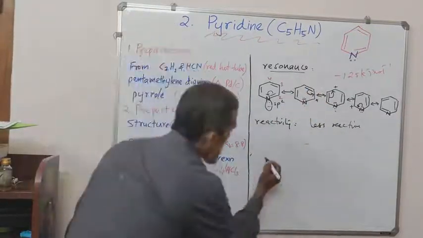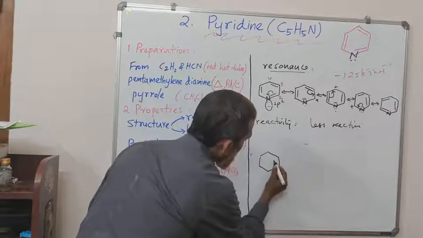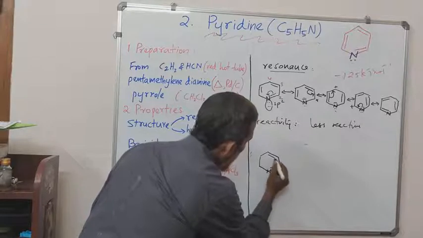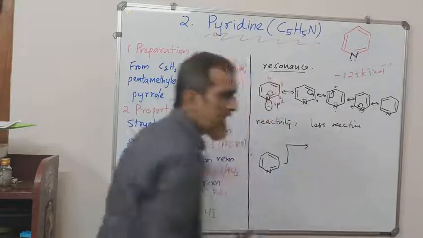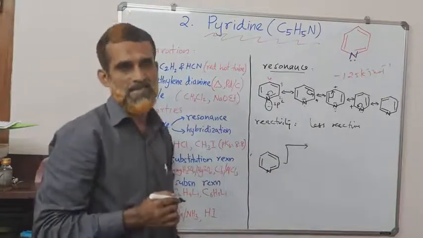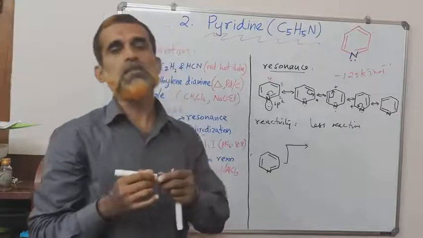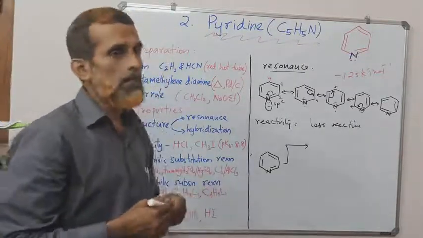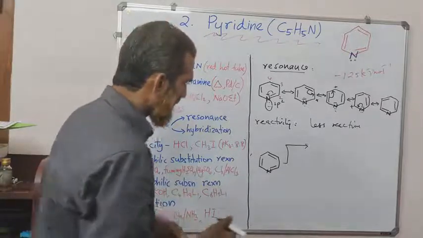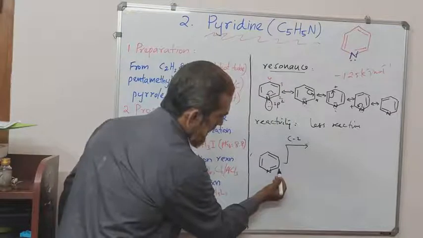This can also be better explained in another way. That is, you consider all possible attacks and consider the intermediate and compare the stability. Whichever gives more stabilized intermediate, that will be the predominant product. If the attack is at C2, suppose it is here, what happens?